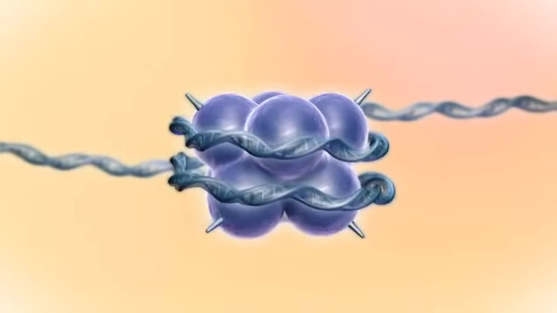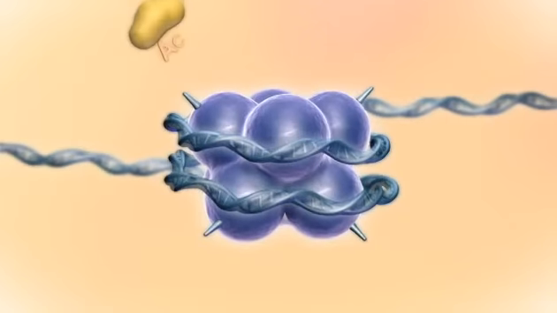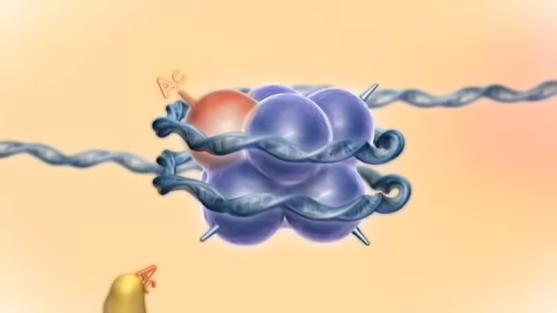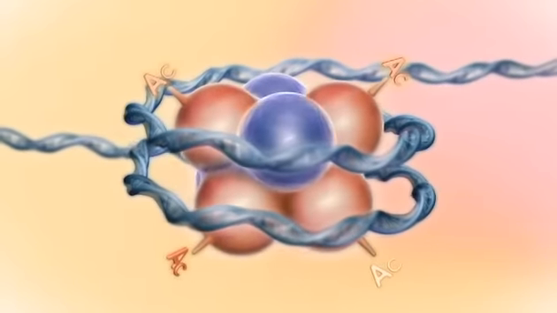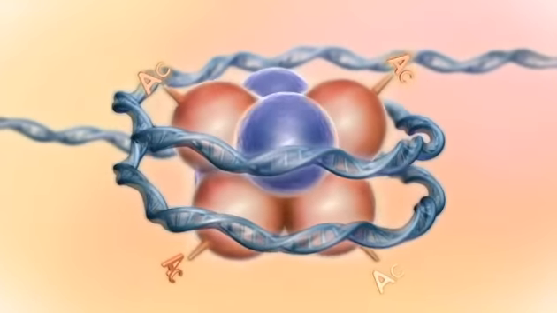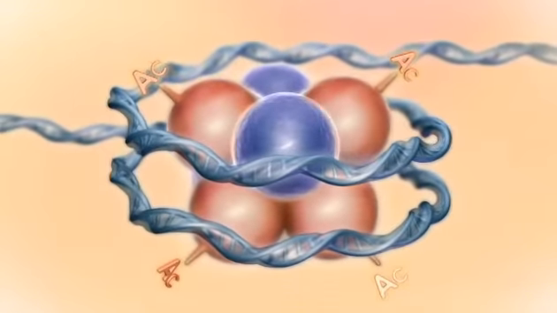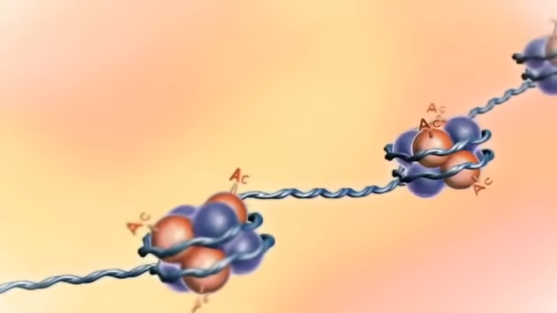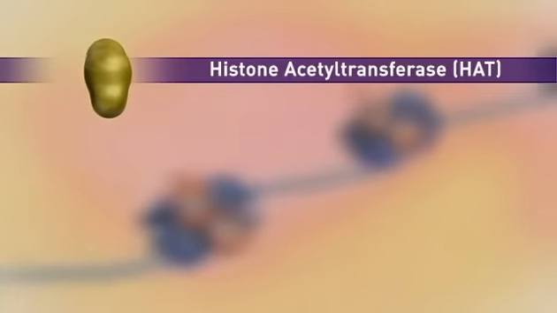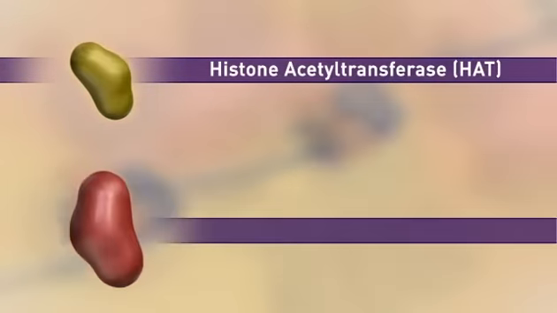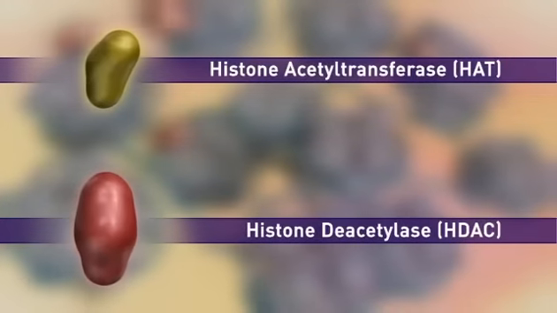Epigenetic modifications, such as histone acetylation, occur at the amino-terminal tails of the histones that protrude from the nucleosomes. Acetylation of histones is generally acknowledged to play a key role in the regulation of gene expression. Histone acetylation is controlled by the balance in the activity of 2 enzymes, histone acetyltransferase, or HAT, and histone deacetylase, or HDAC.